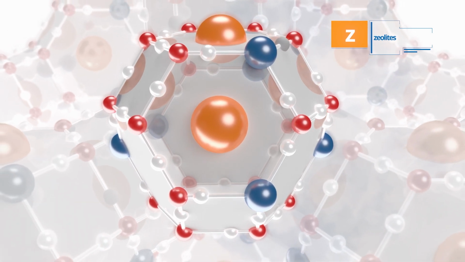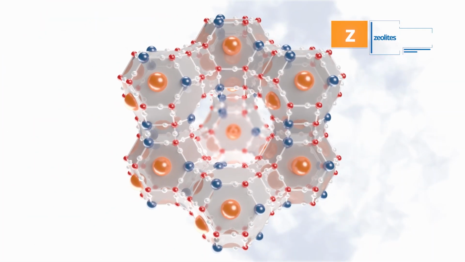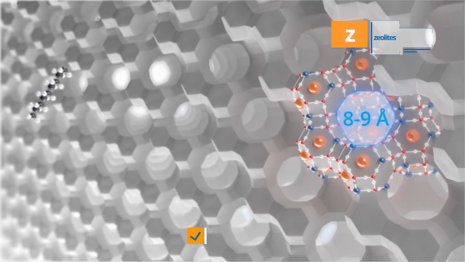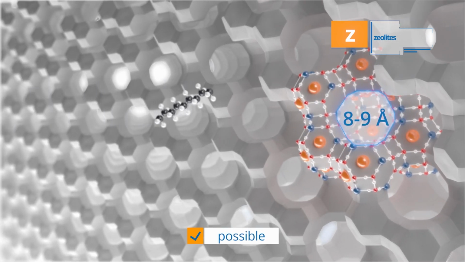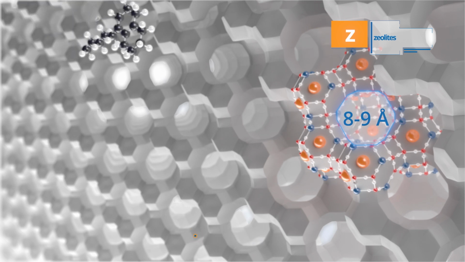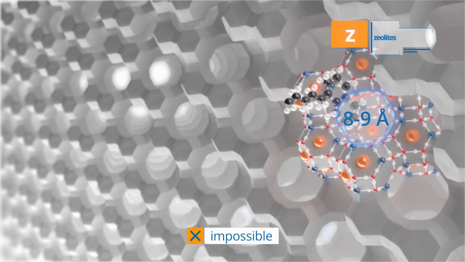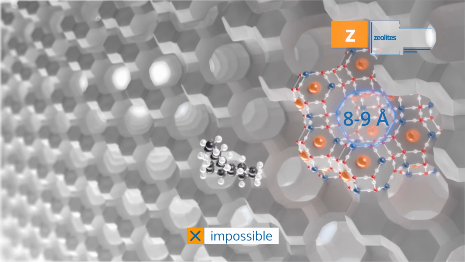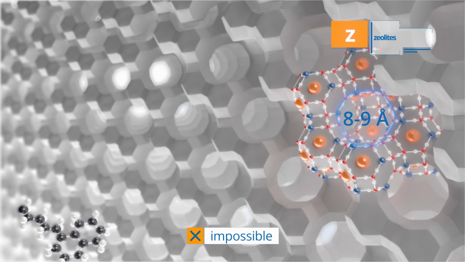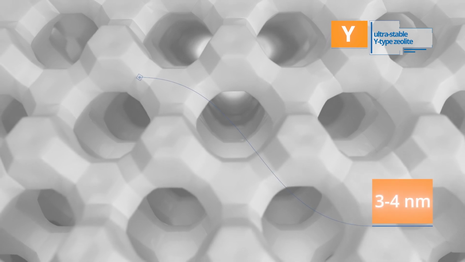Initially, the structure of zeolite Y has an entrance window with a diameter of about 8 to 9 angstroms. For that reason, it's virtually impossible to perform the cracking of hydrocarbon molecules with a diameter of more than 9 angstroms and a boiling point above 480 degrees centigrade inside the zeolite cells. The special processing technology applied by KNT Group makes it possible to produce zeolite Y with secondary pores of 3 to 4 nanometers in diameter.